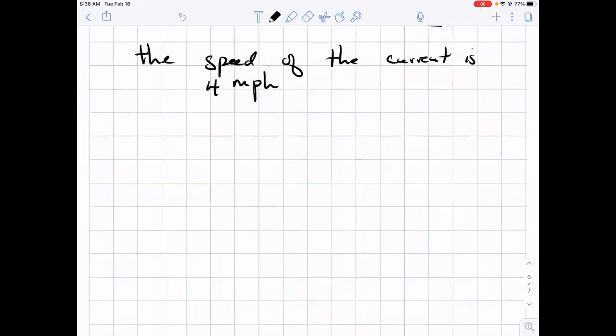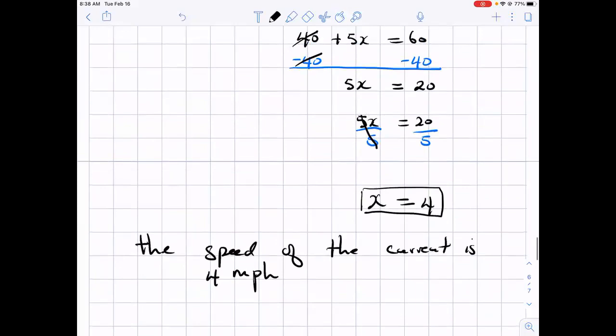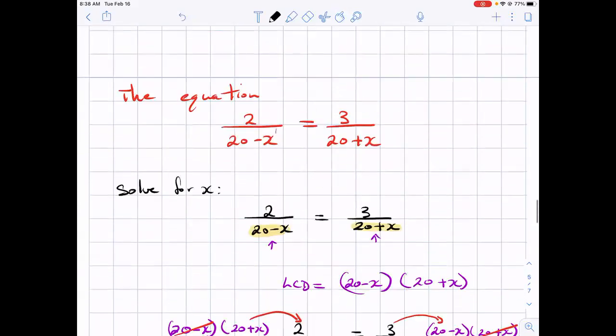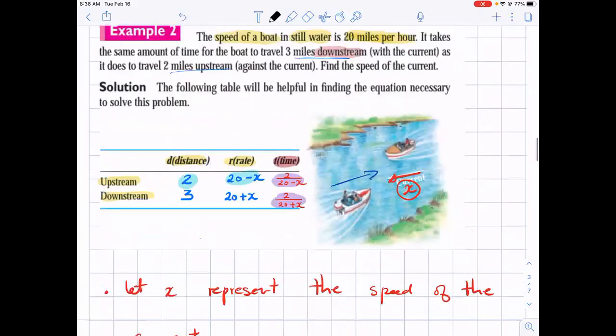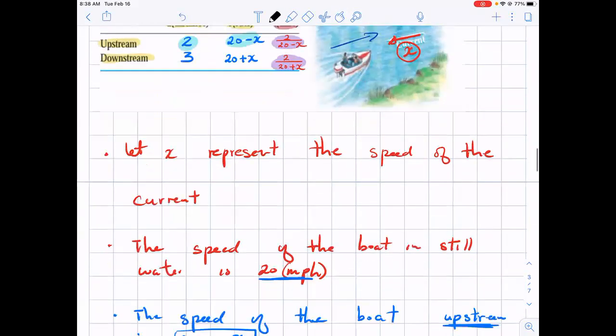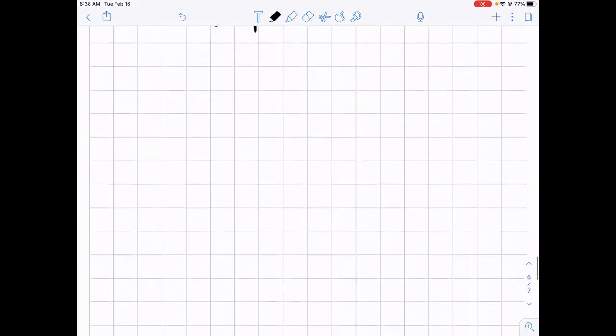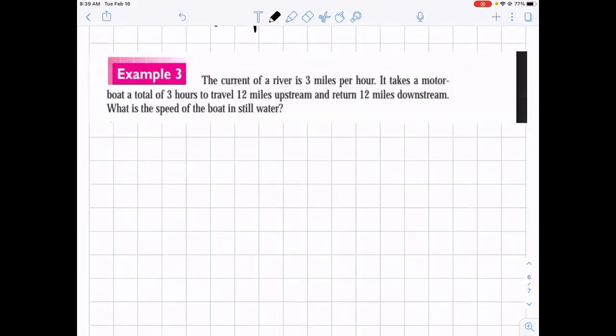Okay. So if we look at another, similar example, this time I'm not going to present that little diagram or box that I started the problem with. So let's look at my next example. Here we have the current of a river is 3 miles per hour. So that's the current.